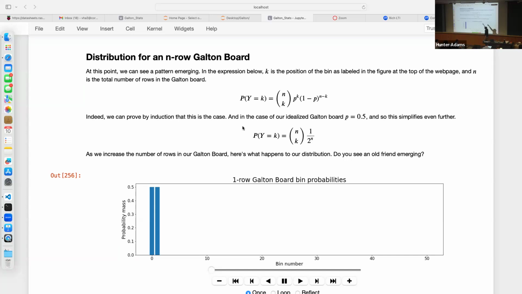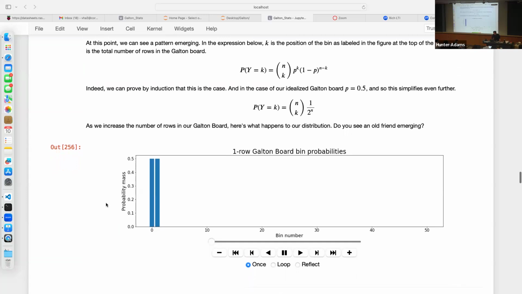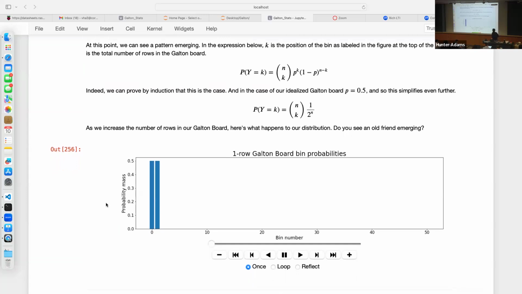And that more general equation simplifies in the case of an idealized Galton board, where p is just 0.5, to what's shown here: N choose k times 1 over 2 to the n. And so this little animation shows us, as we increase the number of rows in our Galton board, what the distribution of balls in pegs at the bottom looks like. So for a 1-row Galton board, as we just went through, you expect to find 50% in 0 and 50% in 1, of course.